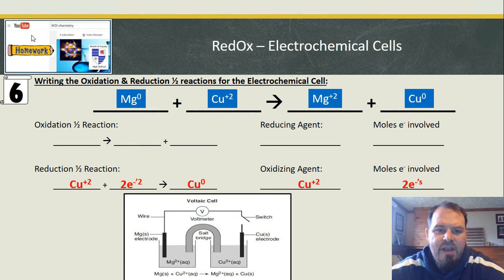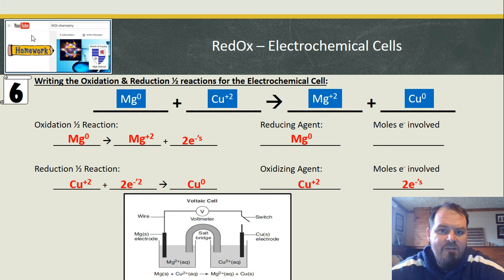This is kind of a review of video 4. So nice. And then I got Mg0 now being oxidized. Mg0 is on the left-hand side of the arrow. Mg +2 is on the right-hand side of the arrow. From 0 to 2 is 2 electrons. My electrons jive, so I'm good.